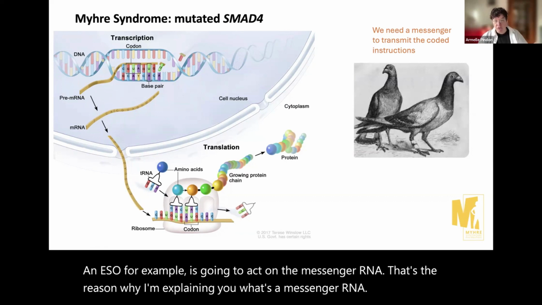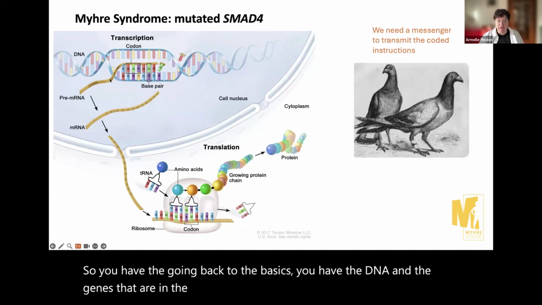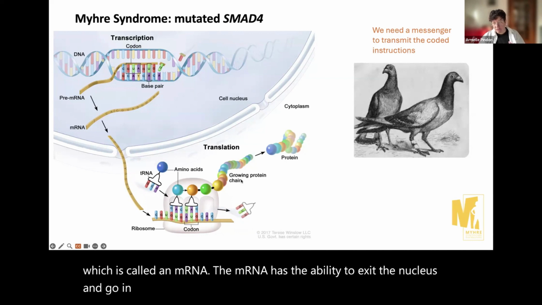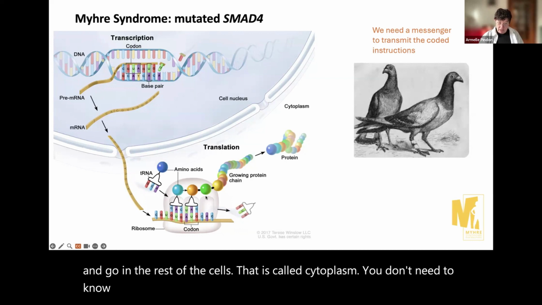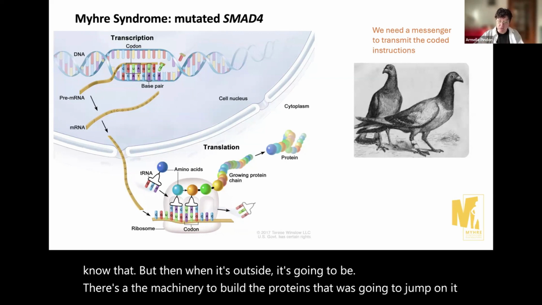So going back to the basics, you have the DNA and the genes that are in the nucleus. Then the cell makes a copy of the gene, which is called an mRNA. The mRNA has the ability to exit the nucleus and go into the rest of the cell, which is called the cytoplasm. You don't need to know that. But then when it's outside, the machinery to build the proteins is going to jump on it and read the code.